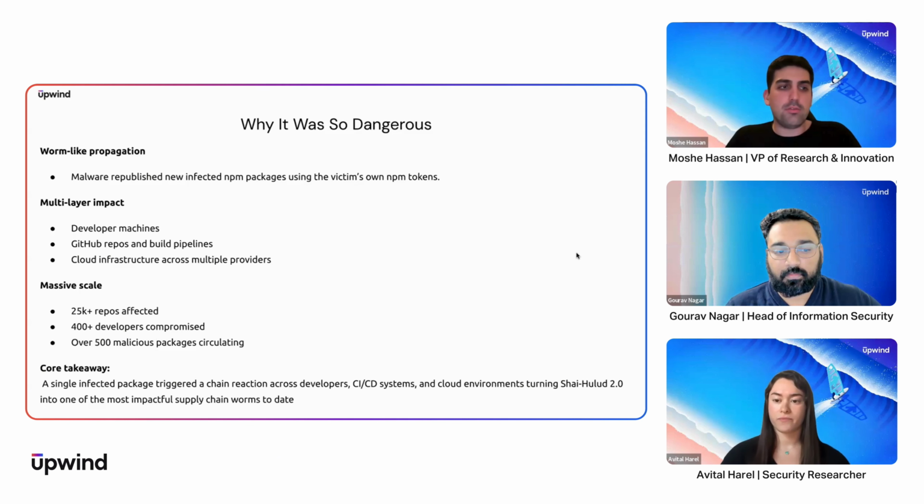Something that is very interesting to me is how we actually manage it on our own GitHub. So can you share some insights, starting from the assessment at Upwind until the remediation?